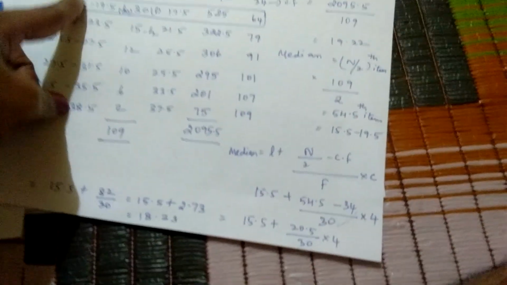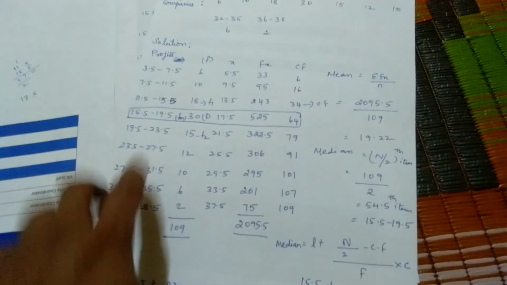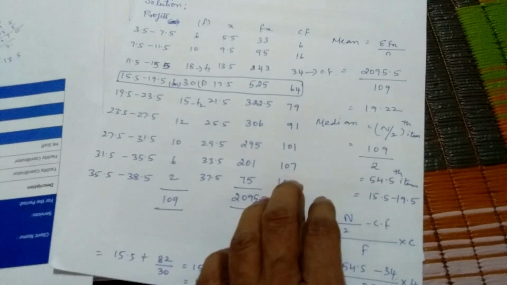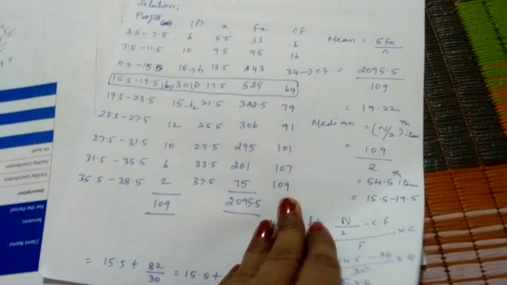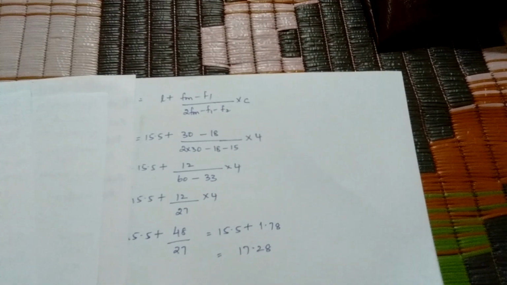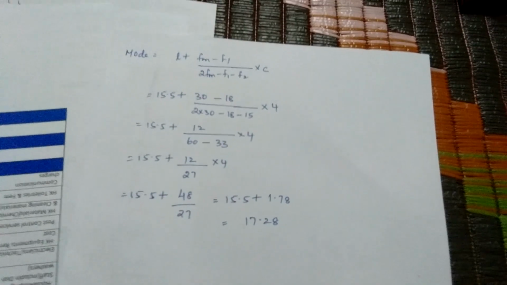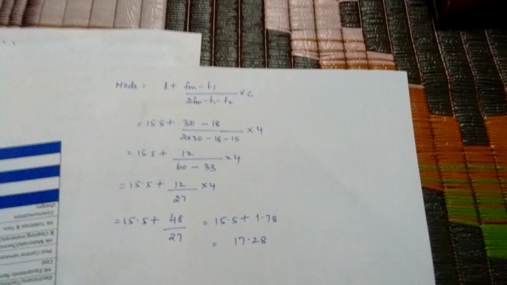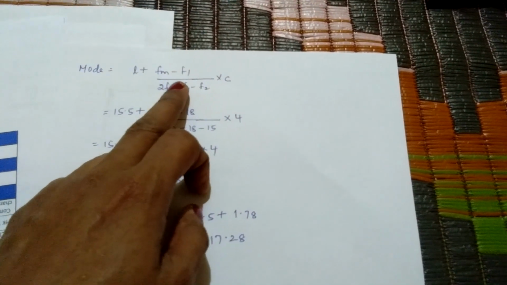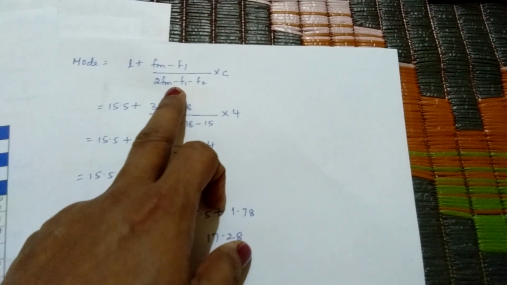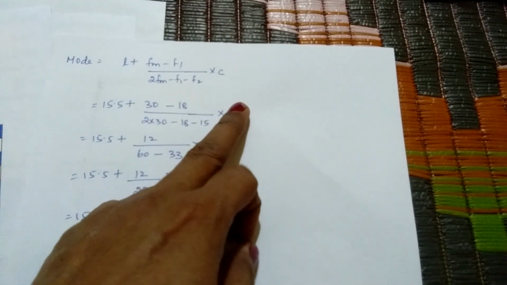So if it is continuous, you will write the same thing like that. Instead, if it is not continuous, you deduct 0.5 from the lower limit and add 0.5 to the upper limit. And here, mode. In case of mode, you have to use the formula only. That empirical relation will not work. It will work only in case of discrete series. Now, what is the formula for mode? L plus Fm minus F1 divided by 2Fm minus F1 minus F2, into C.